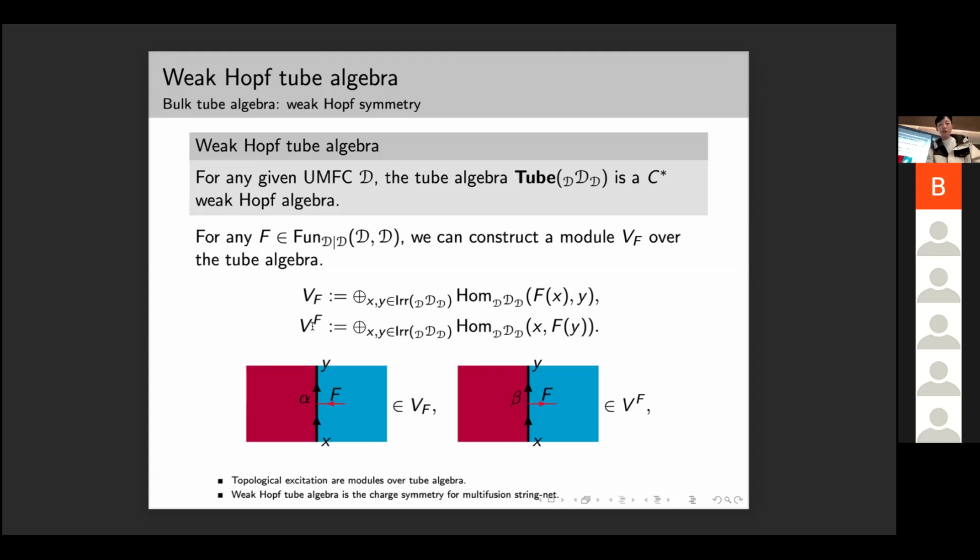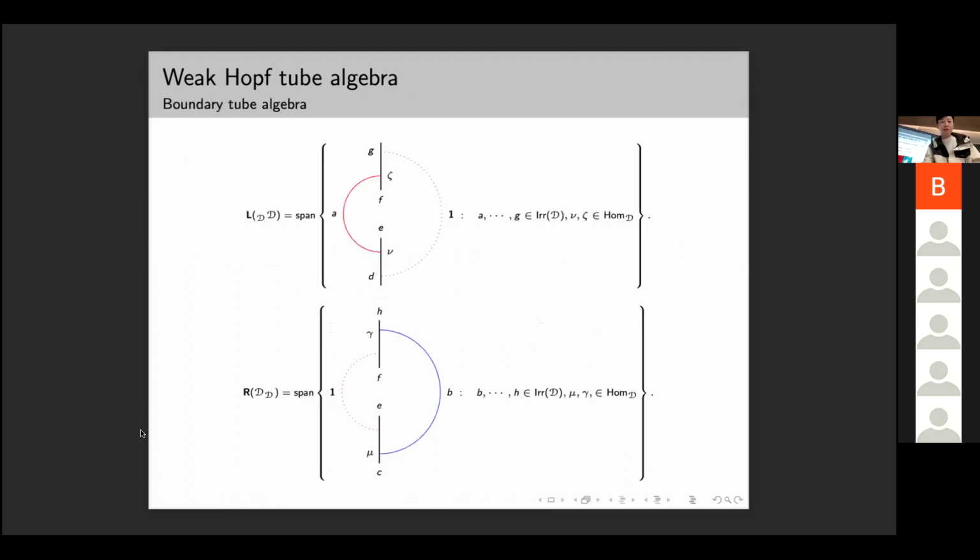Actually, we can construct this VF on the upper or lower side, depending on the direction of this F. We construct the module. It is clear that there is some operation over the tube algebra, because we can just take the tube algebra over these spaces and group them together, and there is some module structure. So this is the basic understanding of what the topological excitation is, and why this tube algebra can be regarded as the charge symmetry of this bulk phase.